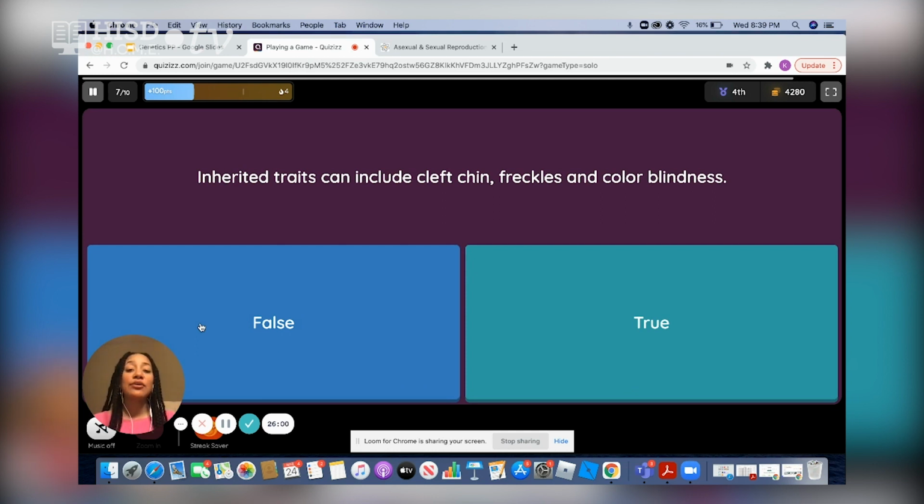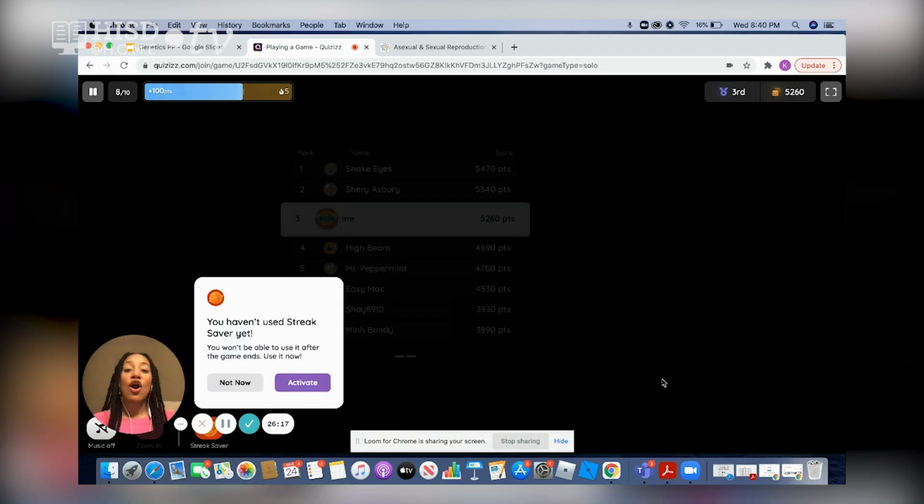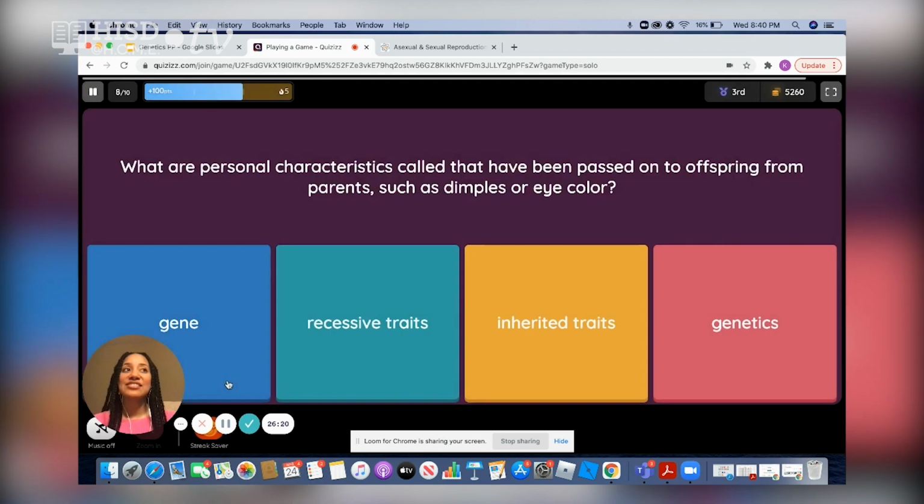Inherited traits can include chin, freckles, and color blindness. So can you inherit those traits from your parents? Absolutely. Your freckles come from your parents. Or the reason you do not have freckles is because your parents don't have freckles. What are personal characteristics called that have been passed on to offspring from parents, such as dimples or eye color? Right. Anything that we get from our parents is called an inherited trait.